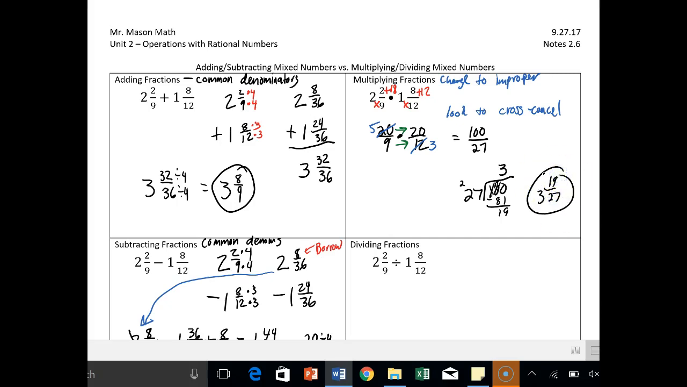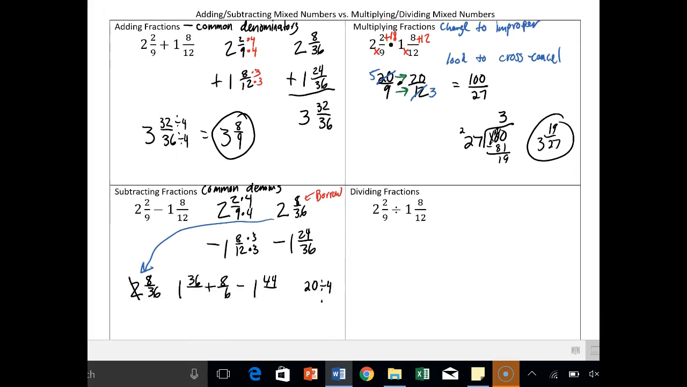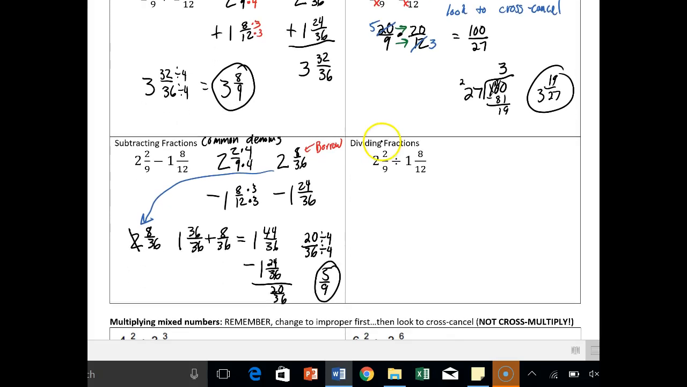So you know how to multiply fractions, right? If you get to this part, you're good, right? But making sure that you change the mixed number to an improper fraction first is important. You don't have to do that with adding. Just like over here, you don't have to find common denominators. They have different rules. So let's look at dividing fractions. So again, before you flip, you want to change to improper.